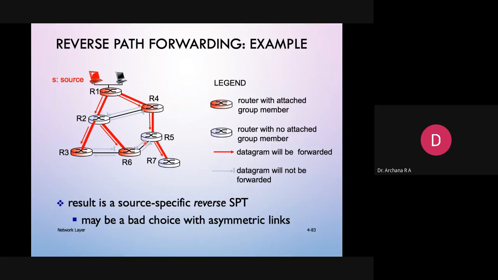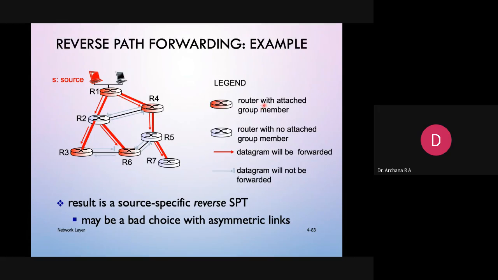So that's why R5 as well as R6, both are going to reject the packet. But R5 is connected to R7, which is not connected to anyone else, and there is no duplication of packets, so it is going to receive the packet. So this is how multicasting can be done through reverse path forwarding.